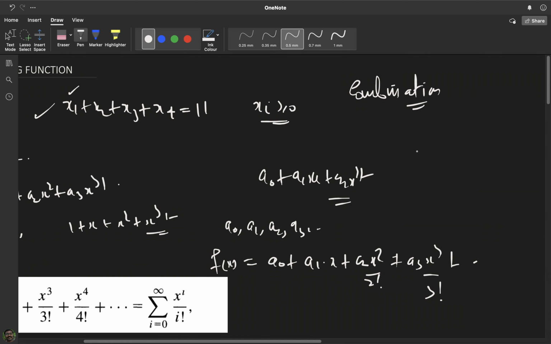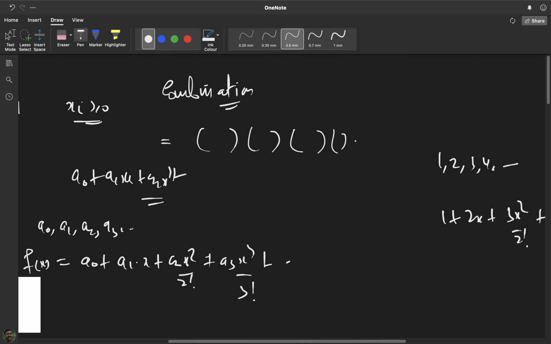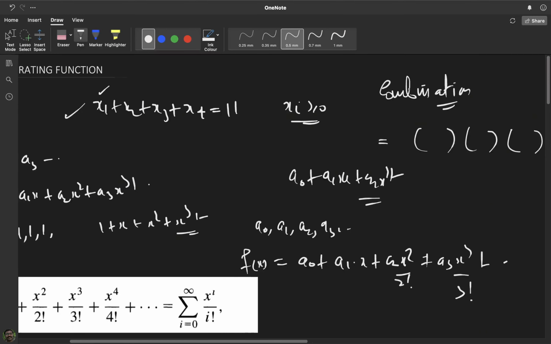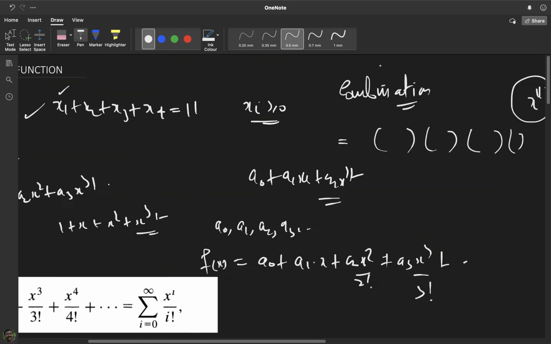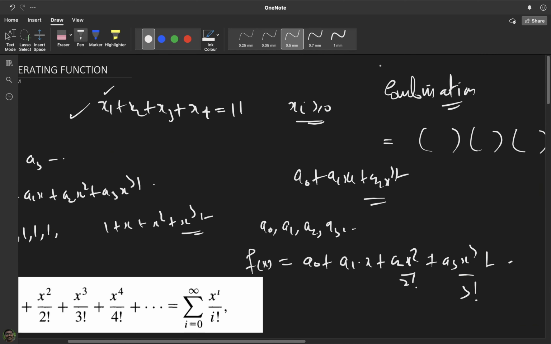So you had a factor corresponding to x1, a factor corresponding to x2, a factor corresponding to x3, and a factor corresponding to x4, and then you multiplied these factors. If the right hand side was 11, you found the coefficient of x raised to 11 to get the solution. This was the type of problem I discussed in the case of ordinary generating functions. On a similar line, we will now discuss where the exponential generating function will be applied.